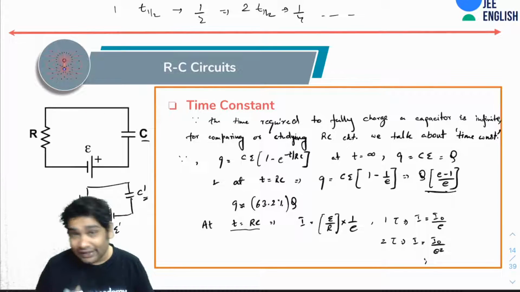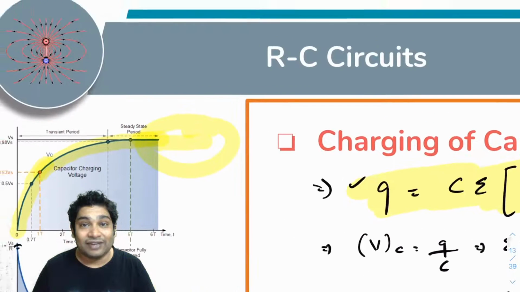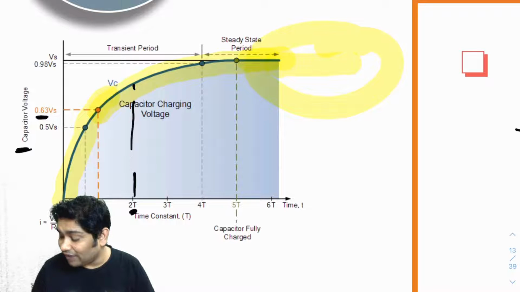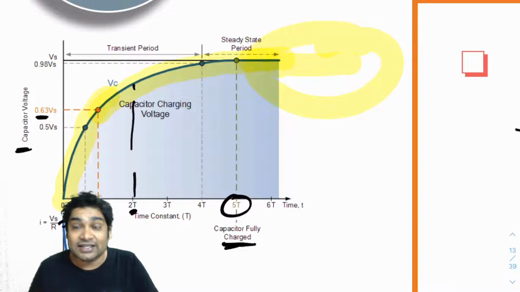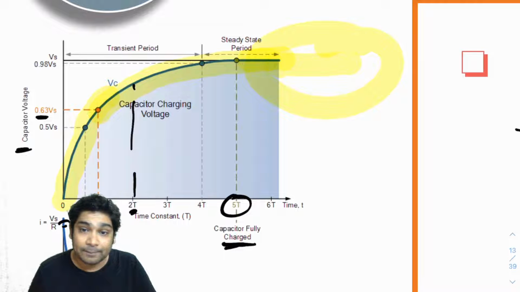And practically what we do is we consider the steady state to be after 5 time constants roughly. So after 1 time constant it is 63% roughly. After 2 time constants it will go more. And after almost 5 time constants, practically we assume the capacitor to be fully charged, and we assume the steady state to have arrived after 5 time constants.